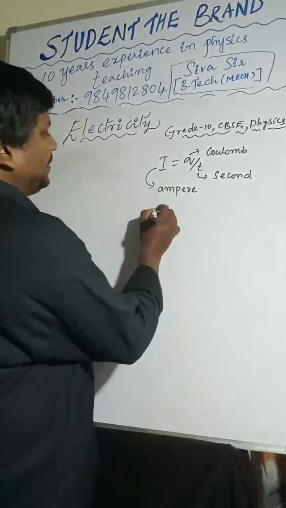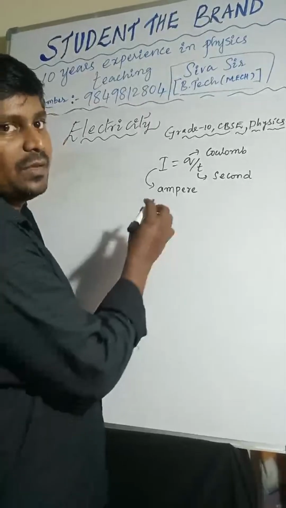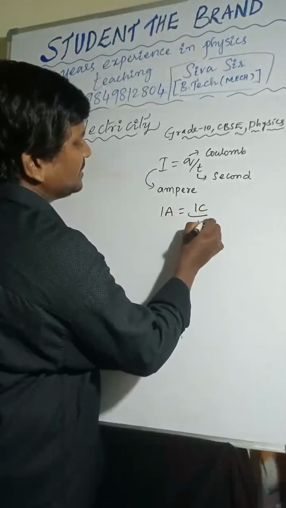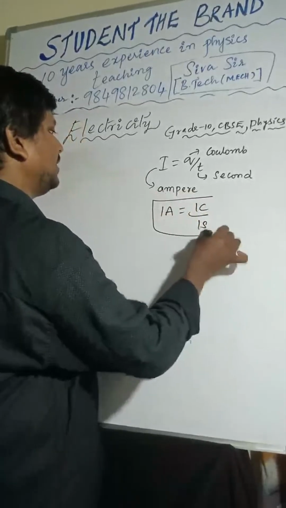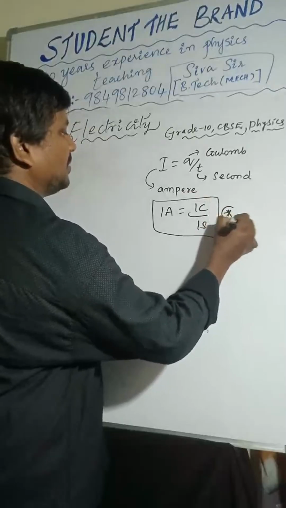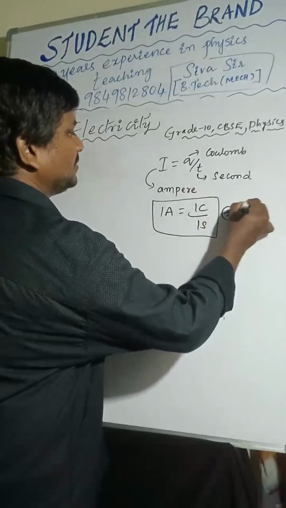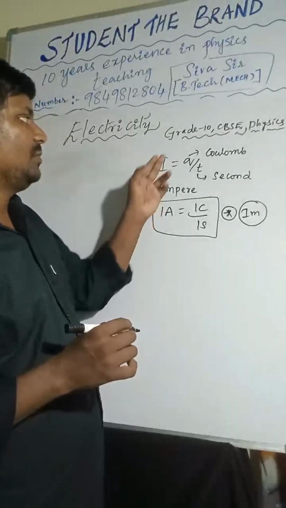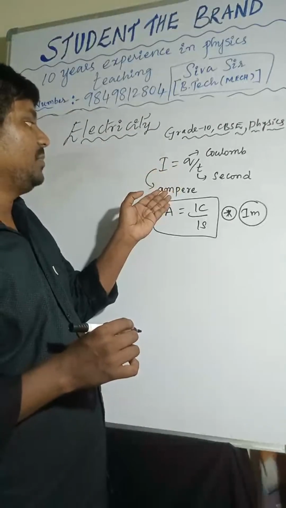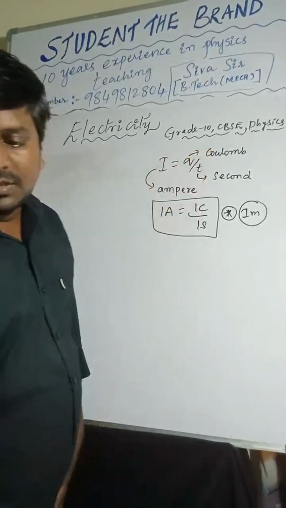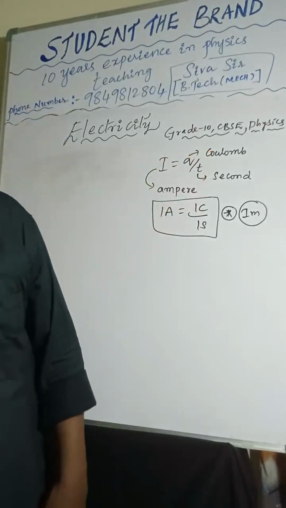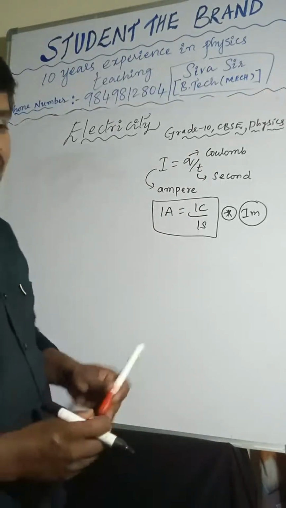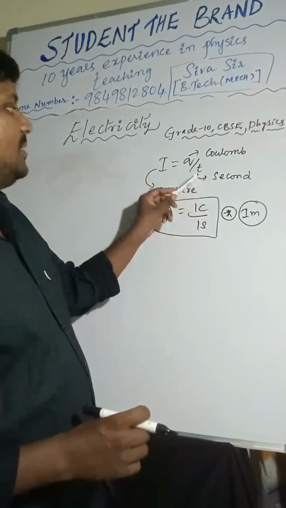So we can represent 1 ampere equal to 1 coulomb per 1 second. Very important for one more question, so keep in mind this point. I equal to Q by T. SI unit of charge is coulomb, SI unit of current is ampere, and SI unit of time is second.